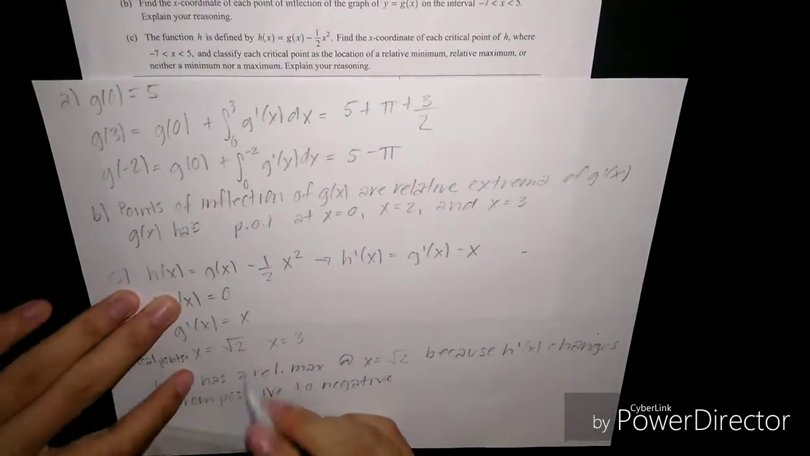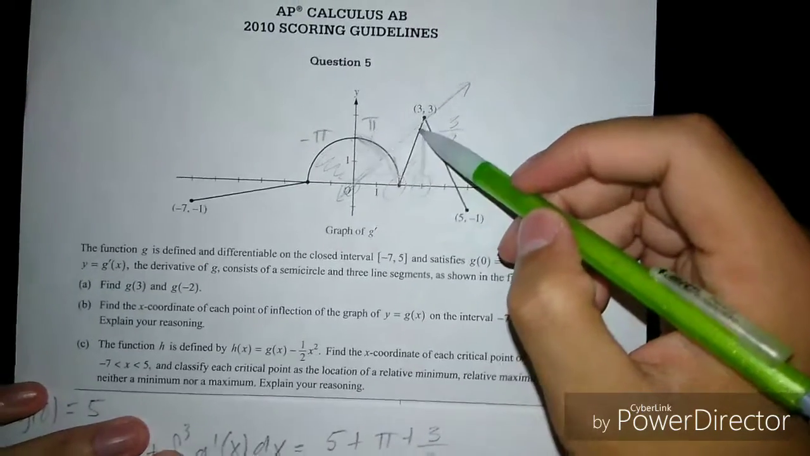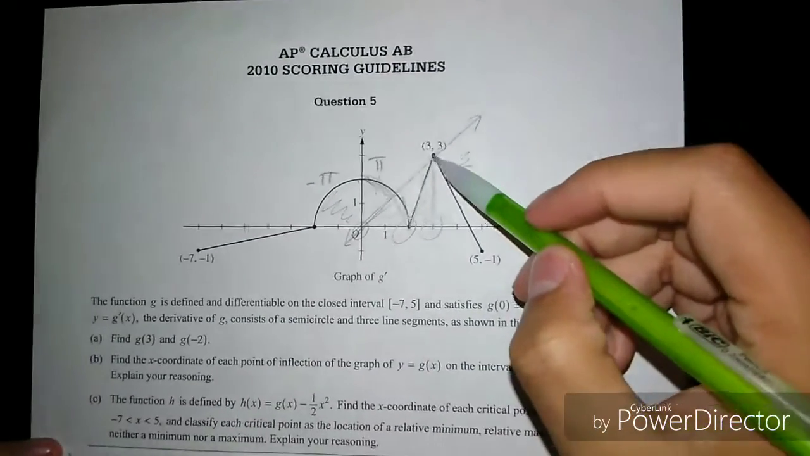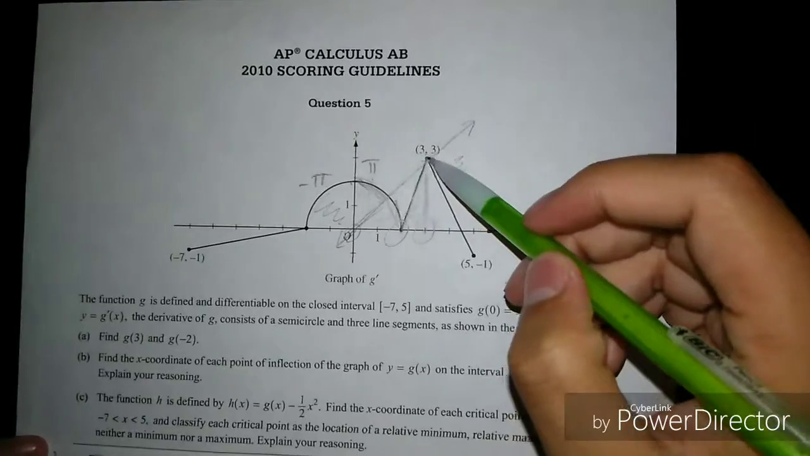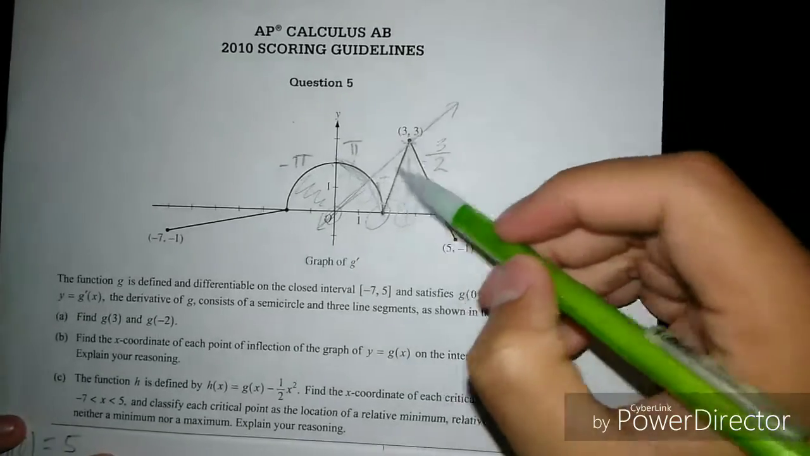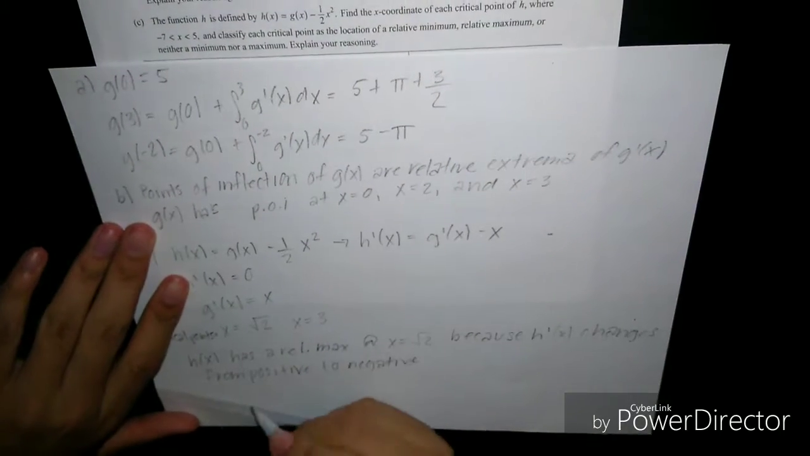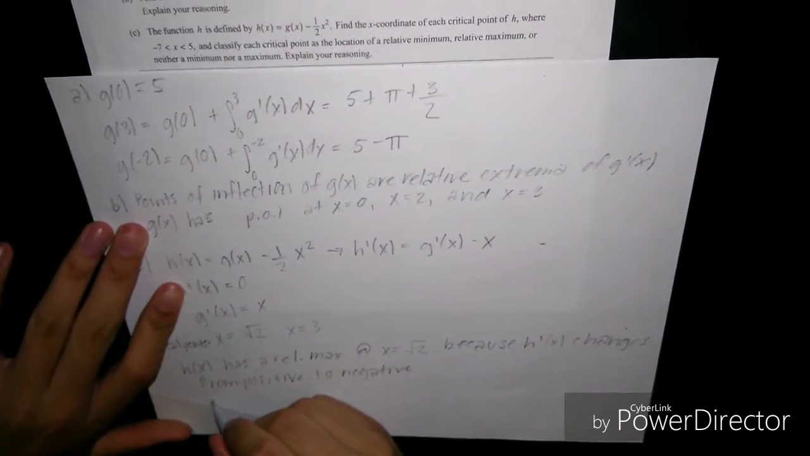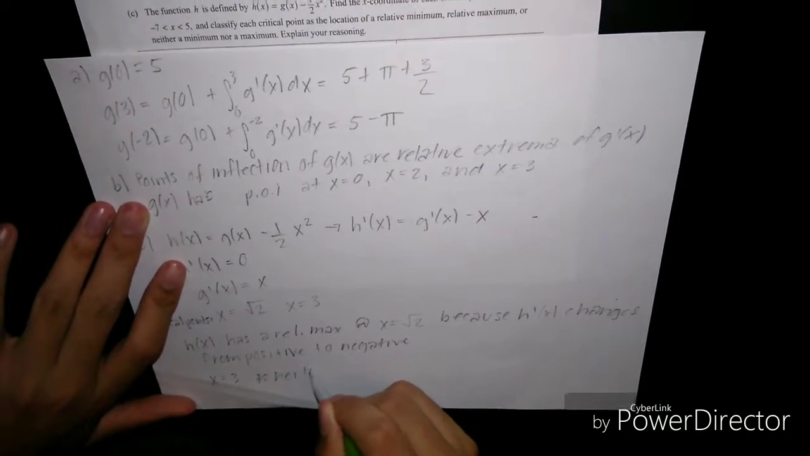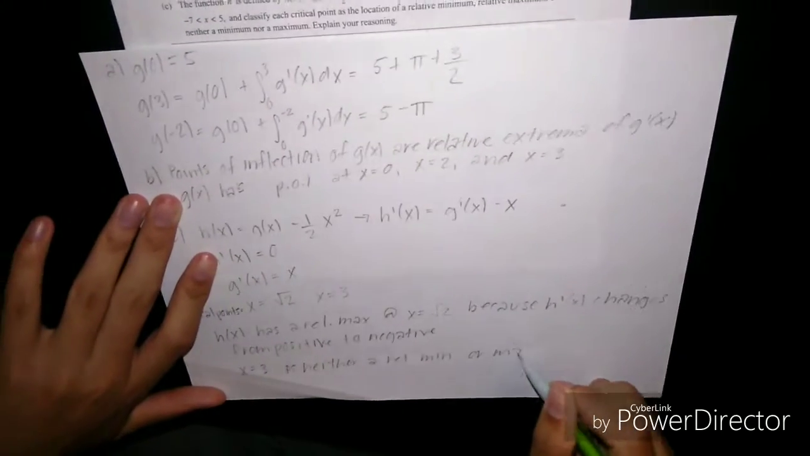Now for x equals 3, right here, we can see that the slope will be negative, and then since it's a triangle, it would be 0, and then it'll go back to being negative, so there's no sign change. So these would be both negative, there's no sign change, it would be neither. So x equals 3 is neither a relative min nor a max, because there is no sign change.